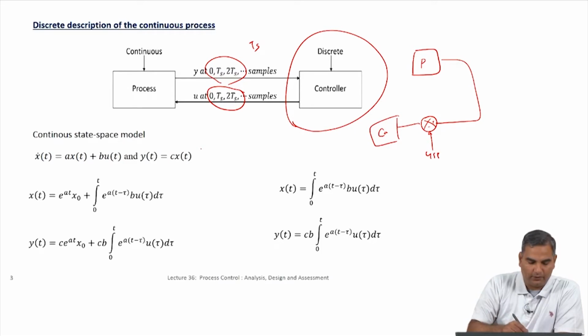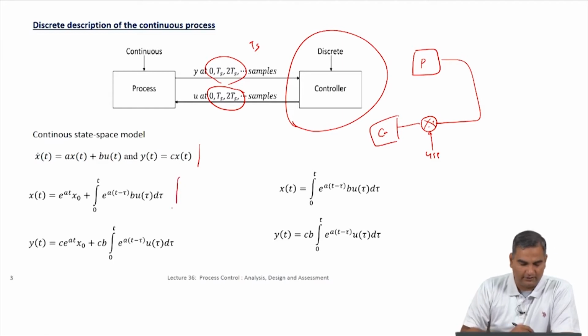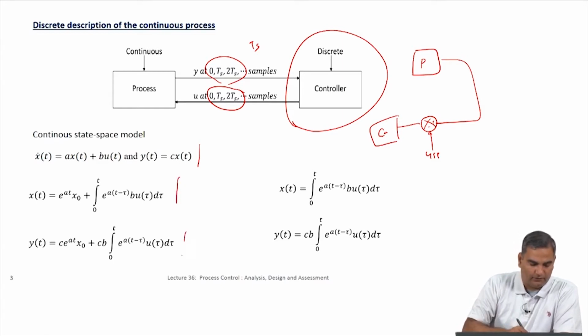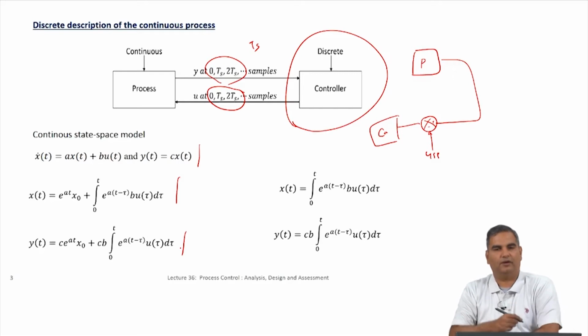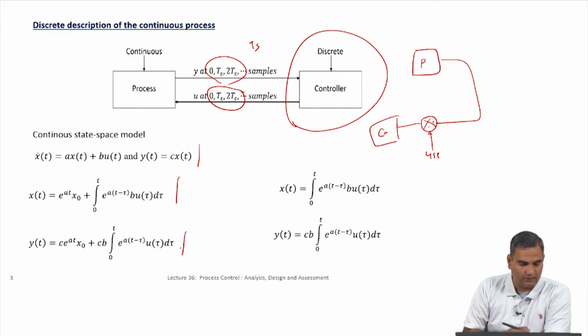If you go back and look at the lecture where I talked about solving continuous state space models, you will see that I would have got a solution like this, and then you can get y of t like this. So, this is simply a repeat of what we have seen before for a state space solution. You can go back to these lectures and look at the solution to the state space models, and you will get this.